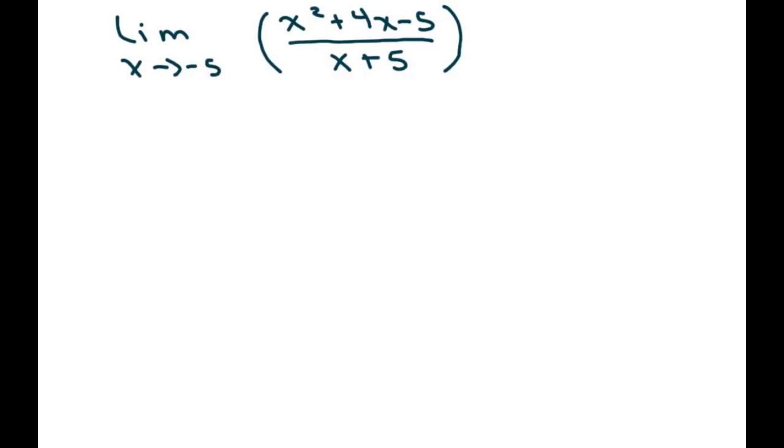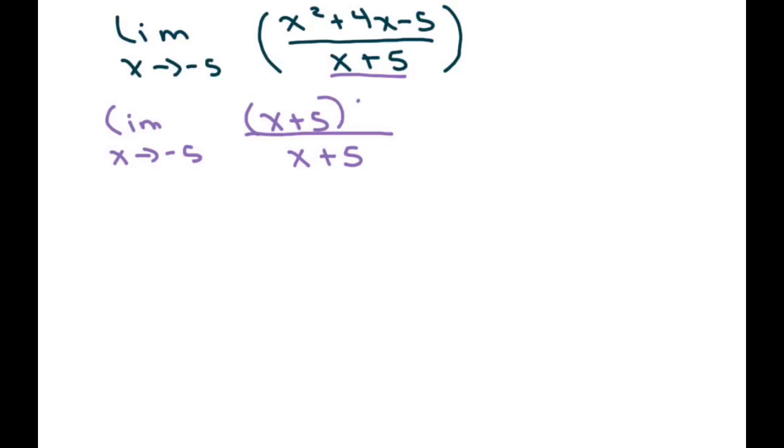If you're having problems factoring, one of the best things to do is, this one already has x plus 5 in the denominator, so we write the limit as x approaches negative 5, and for my denominator I put x plus 5. More than likely a factor in the numerator is going to be x plus 5, and that helps you get the second factor. To get a negative 5, that has to be x minus 1. If you can do that, it helps with your factoring. Anyway, these two will cancel out.